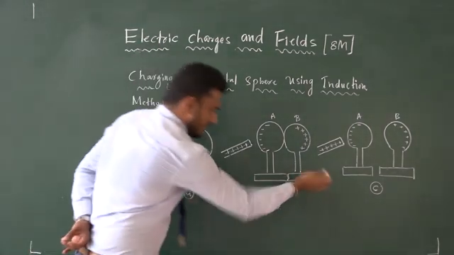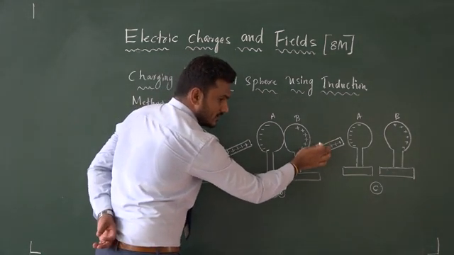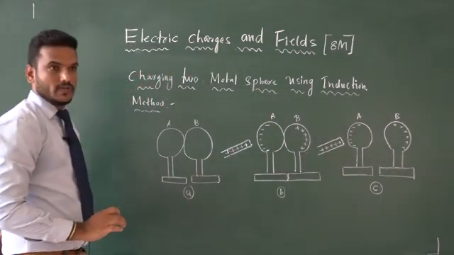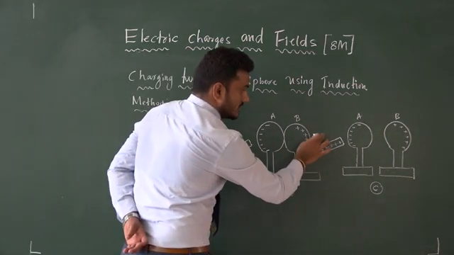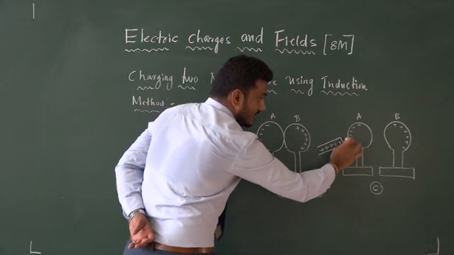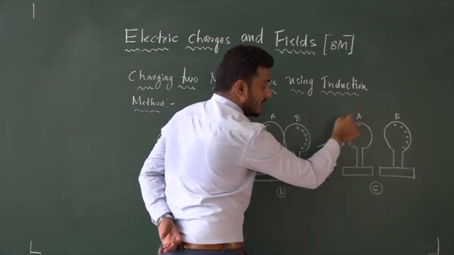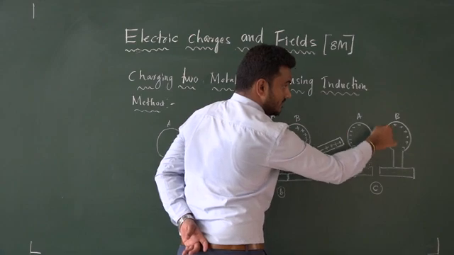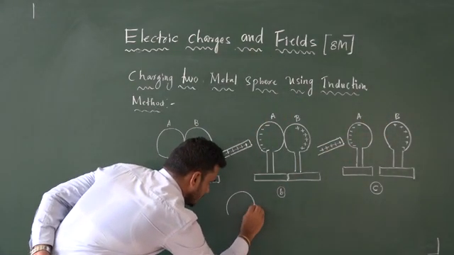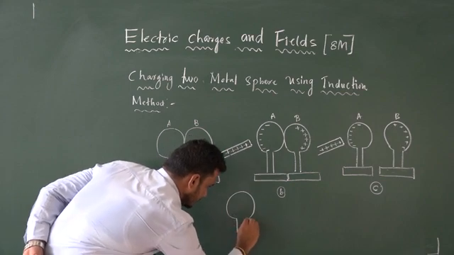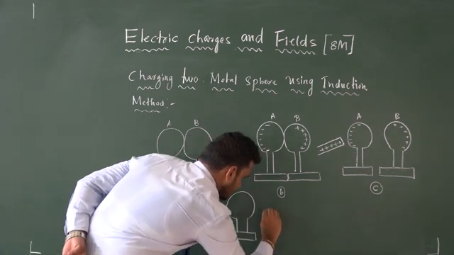Now in the fourth step, I am going to remove the positively charged rod. When we remove the positively charged rod, the charges which are there in metal sphere A and metal sphere B are rearranged. That is shown in this figure. They are rearranged like this.